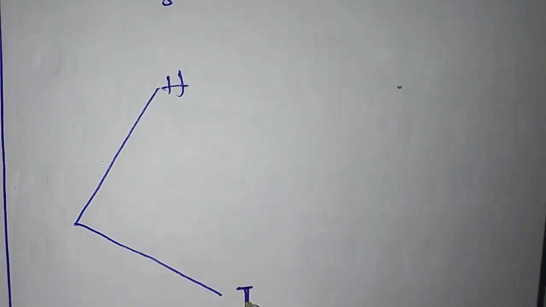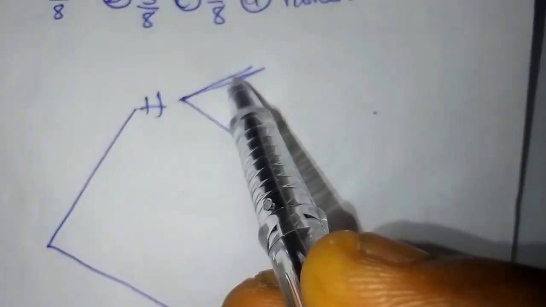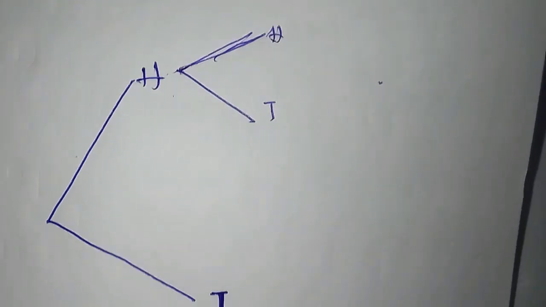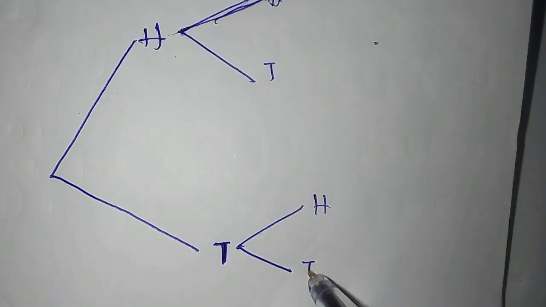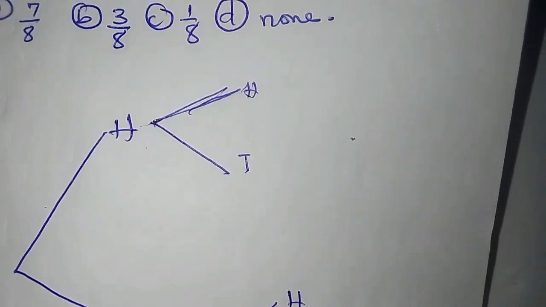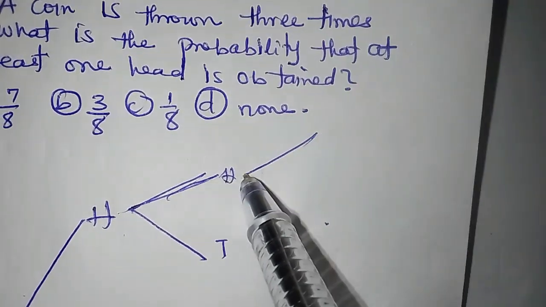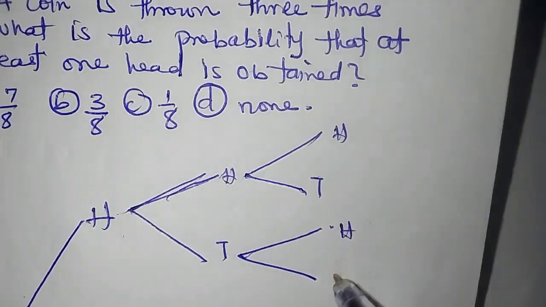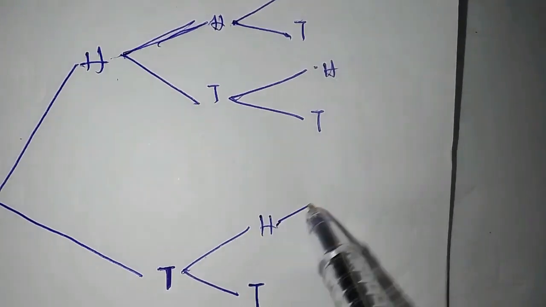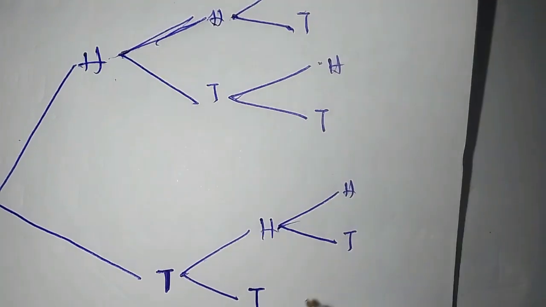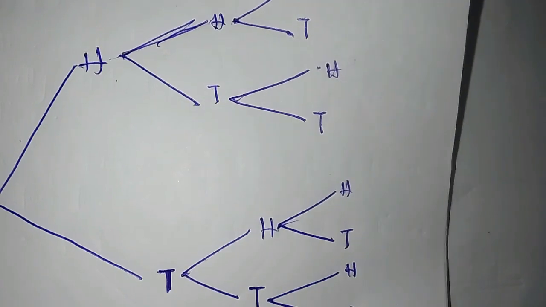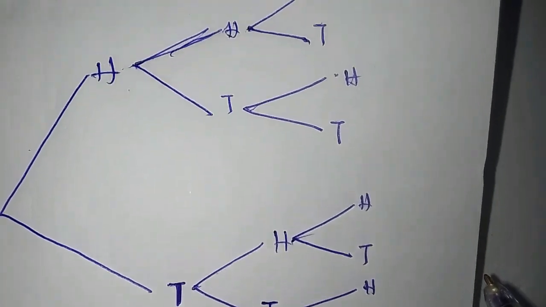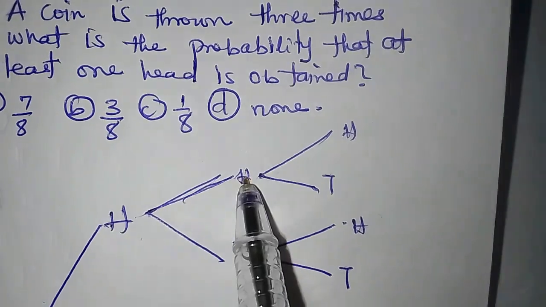Now this is what I want to do. Throwing a coin once is head, tail. Throwing it again, head, tail, head, tail, head, tail. This is the second throw now. I want to throw it the third time. Head, tail, head, tail, head, tail, head, tail. So the outcomes will be head, head, head.